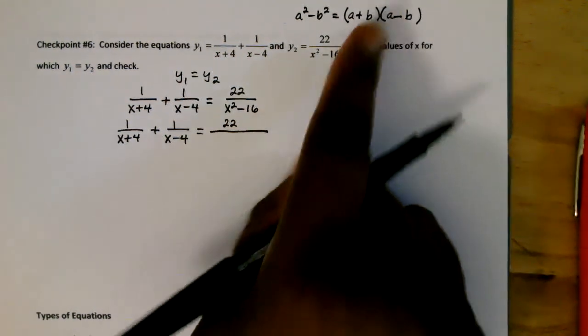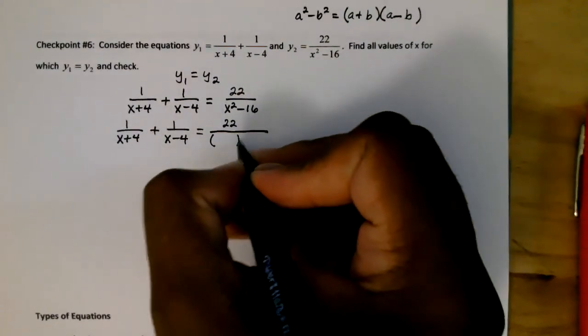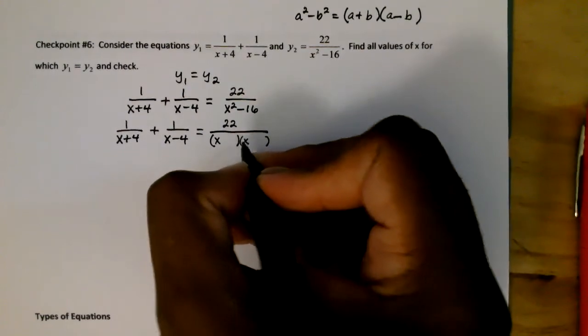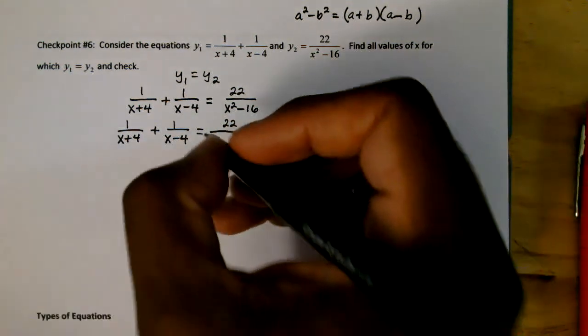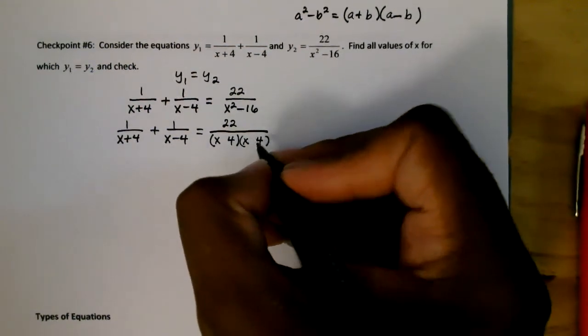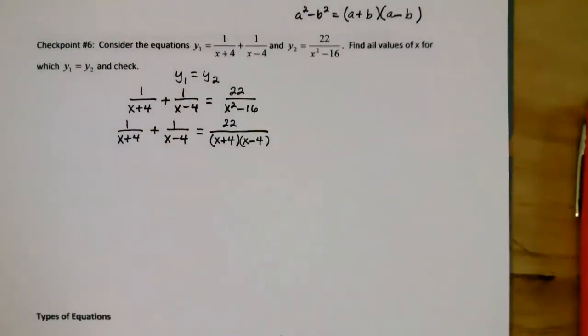I'm going to apply that to x squared minus 16. X squared breaks up as x and x. 16, one number times itself gives me 16. Has to be 4 because 4 times 4 is 16. One has to be plus, the other one has to be minus. So x squared minus 16 factors as x plus 4 times x minus 4.